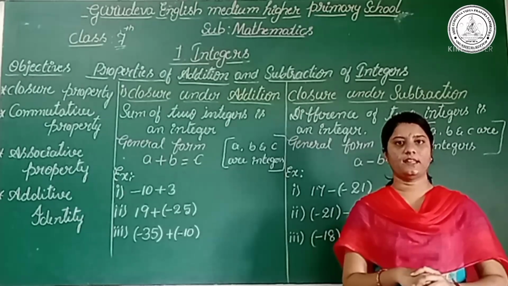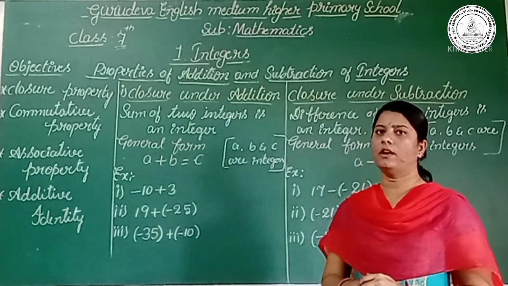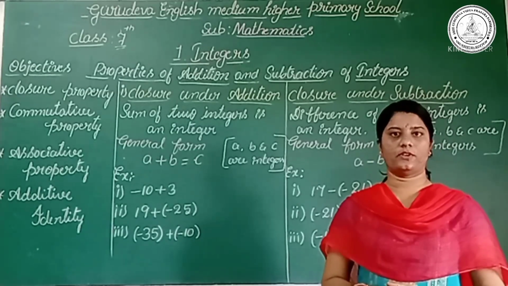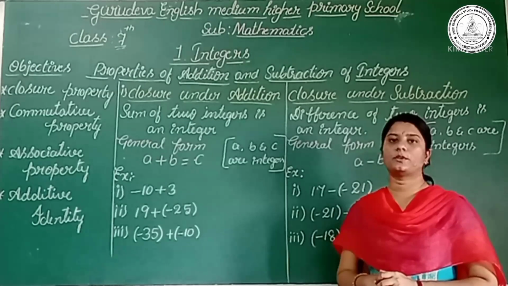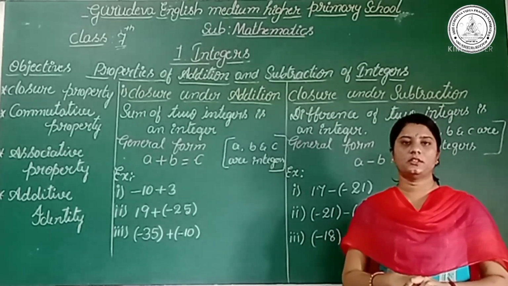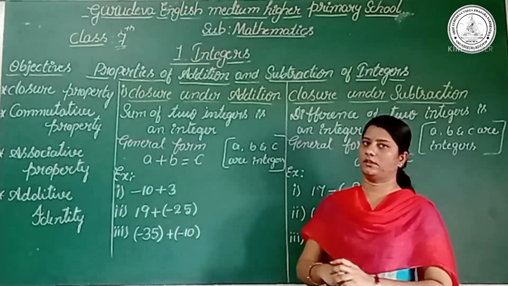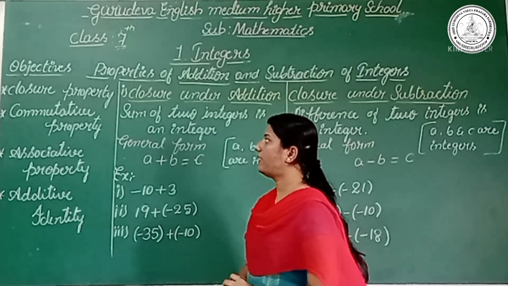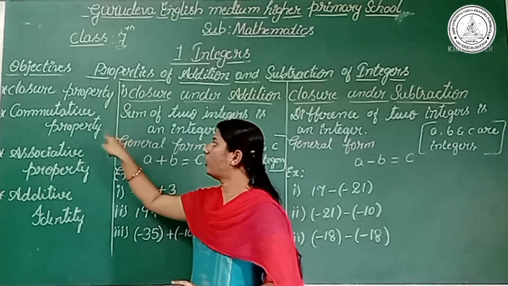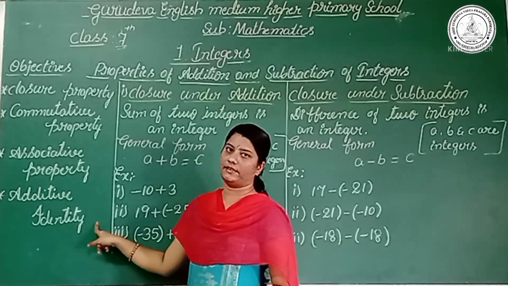Mathematics. So by saying this, I am going to continue the lesson. In the previous class we studied exercise 1.1, right? In this class we are going to learn about the properties of addition and subtraction of integers. Let's see what the objectives are. The objectives are: closure property, commutative property, associative property and additive identity.